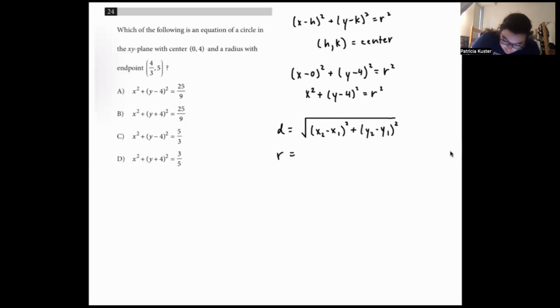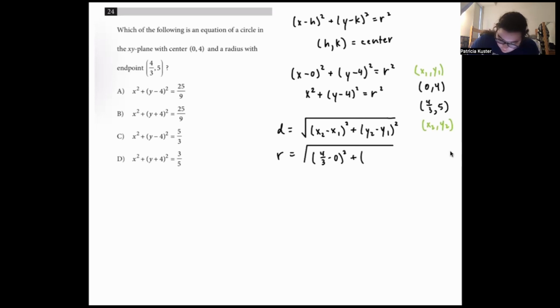In this case, if we plug in these two points as x1, y1 and x2, y2, we can solve for the radius. So let's say that this is x2, y2, and this is x1, y1. The center is x1, y1, and your endpoint is x2, y2. When you plug in the values, you're going to get the square root of (4/3 minus 0) squared plus (5 minus 4) squared. And from here, solving for r is just algebra.